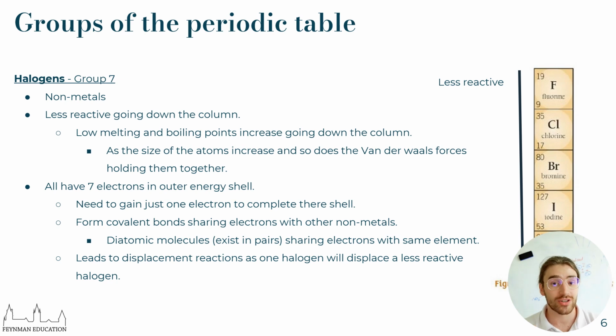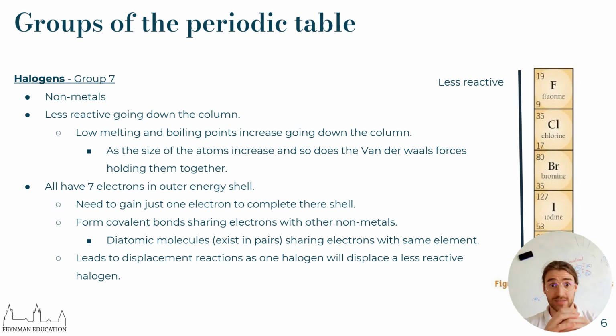Okay, but this is going to increase as we go down the column. Okay, now this makes sense because they are then going to become less reactive as they go down the column. This is only for group 7. Okay, if you remember, in alkali metals they became more reactive. Okay, but that's only because they were trying to give away this electron. But in group 7 they are trying to only gain 1 electron.